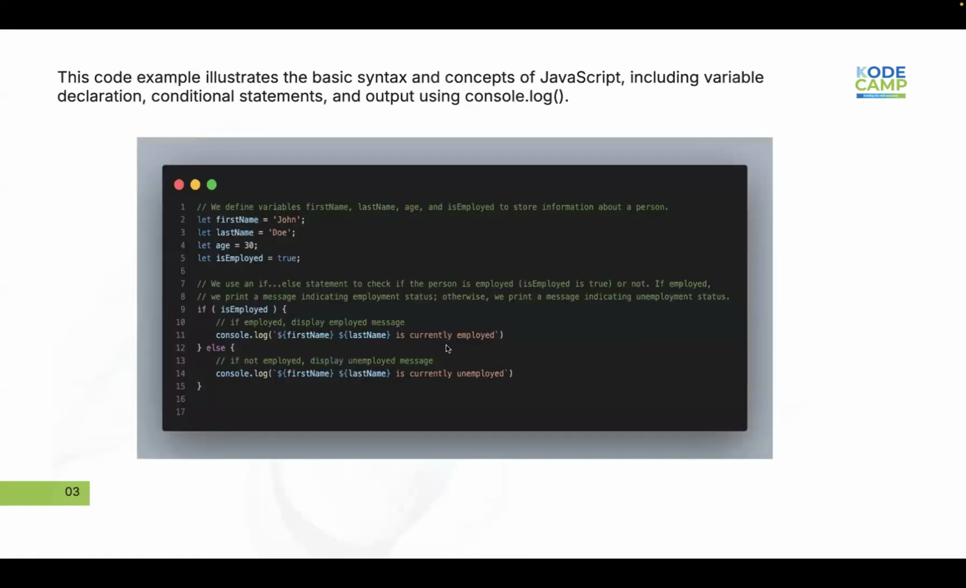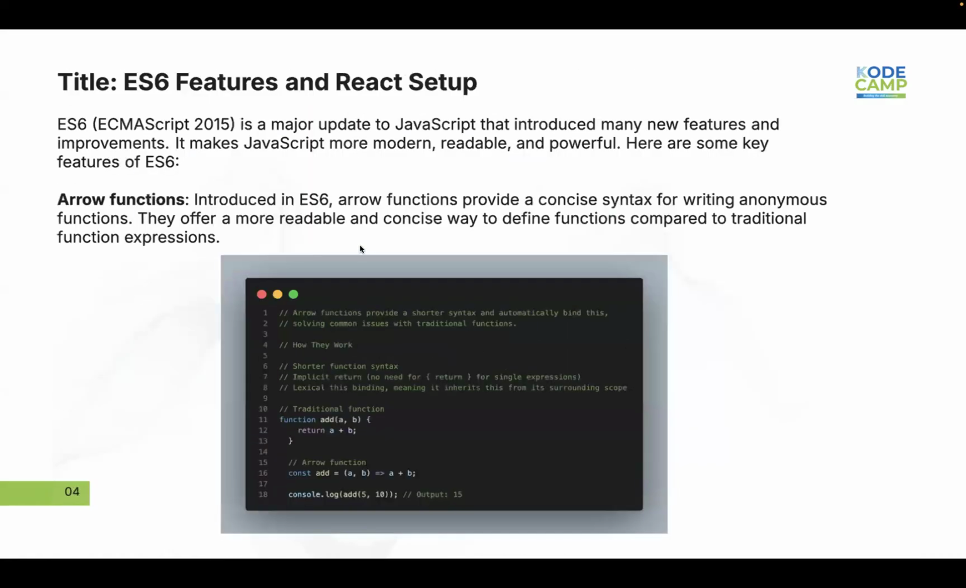So for today, we are going to continue and we are going to look at features of ES6, right? So basically ES6 is like modern JavaScript. ES6 is a major update to JavaScript that introduces many new features and improvements. It makes JavaScript more modern, readable, and powerful.